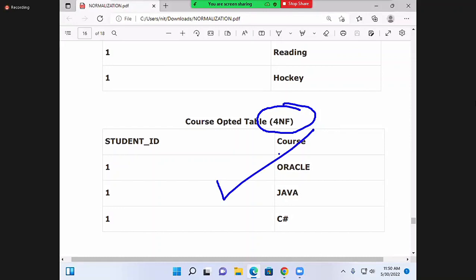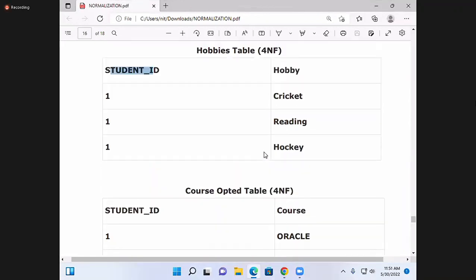Okay, now? When more than one independent multi-valued column is in the table, those should be removed. So now I split it into two tables, one is hobby, one is course, and this hobby table now satisfies 4NF, and the course-opted table also satisfies 4NF, because there is no more than one independent multi-valued column. One is accepted, but more than one is not accepted.